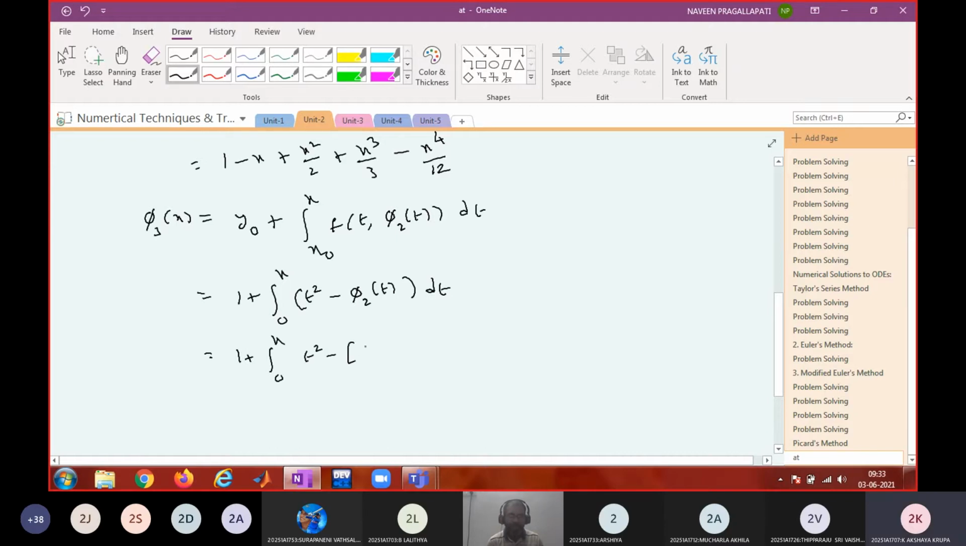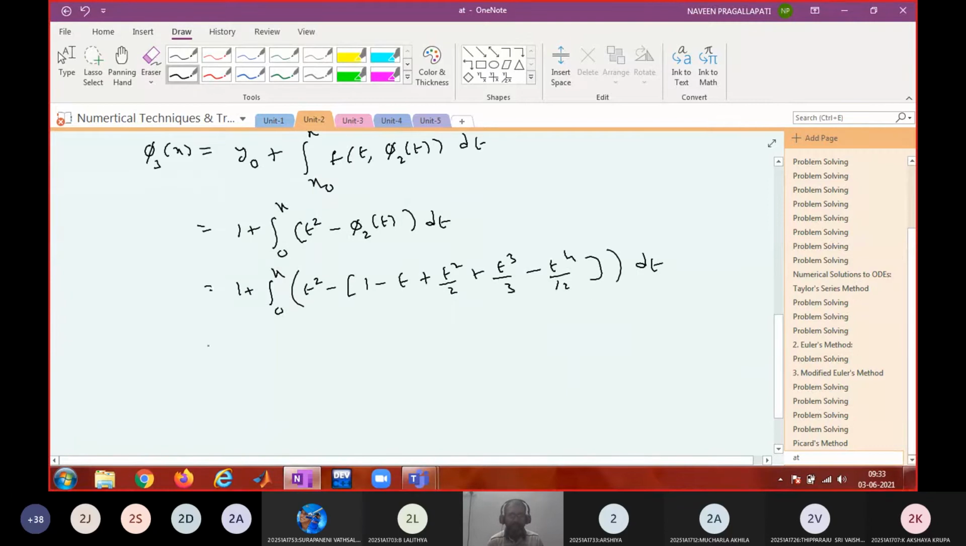1 minus t, 1 minus t plus t square by 2 plus t cube by 3. Okay, now you put one more bracket here. Then integrate. So this is going to be 1 plus t cube by 3 minus x. In fact, you should write one more step. You simplify, then integrate.